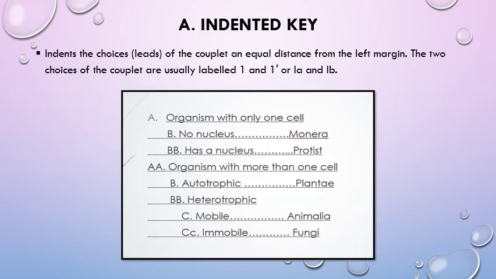Indented key indents the choices of the couplet an equal distance from the left margin. The two choices of the couplet are usually labeled 1 and 1 dash or 1A or 1B. Here we have an example of the indented key, and we have also discussed this in our previous lectures.